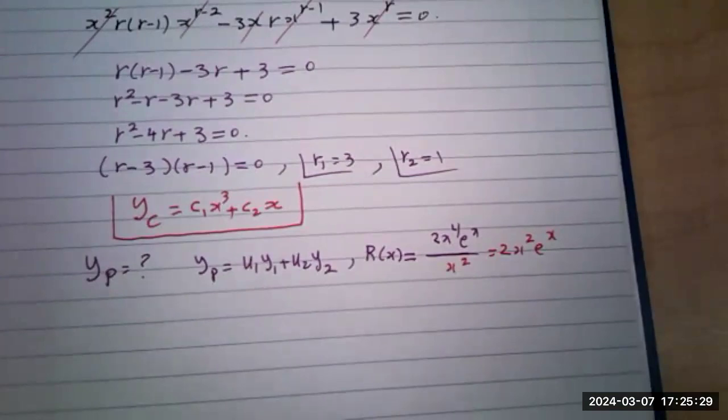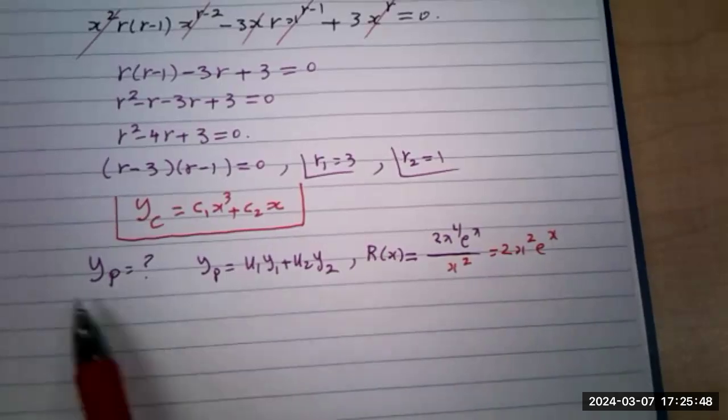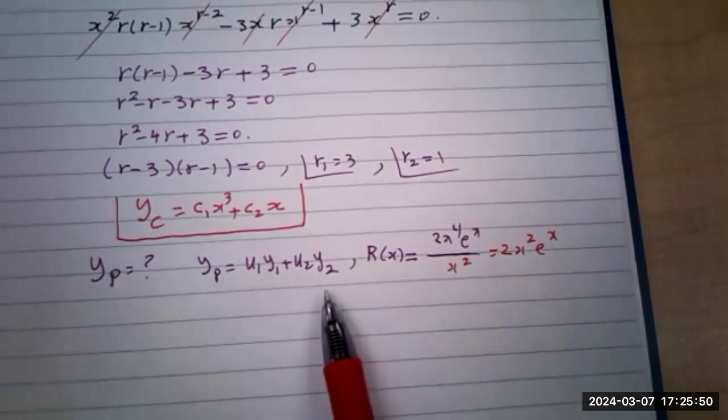Some people do it right at the beginning, then they get confused when they want to substitute into the formulas. Don't touch it. When you get to the R of x over here, it's not divided by whatever coefficient it is, x squared, maybe 2x squared, 5x squared. Now we are ready to operate, finding the u1 and u2.